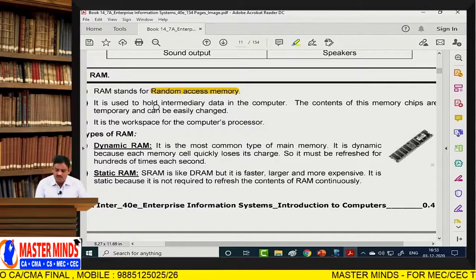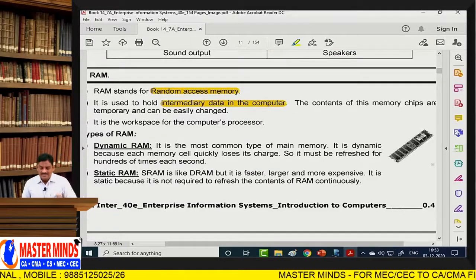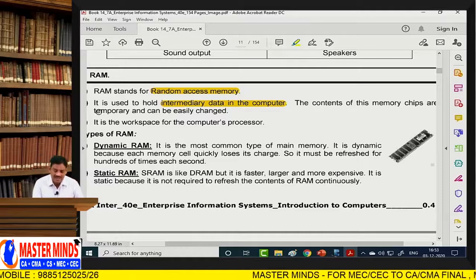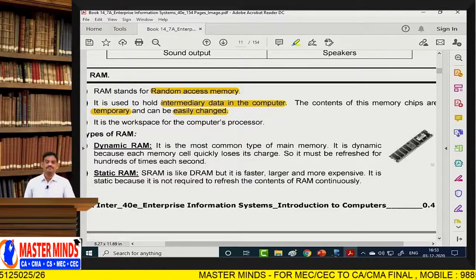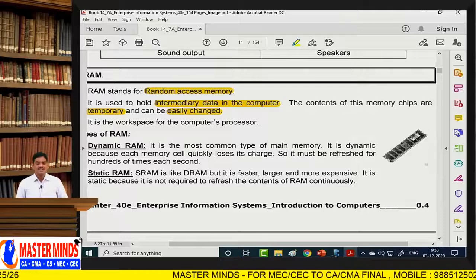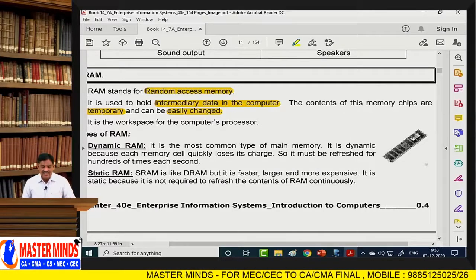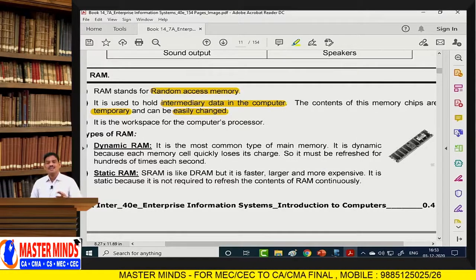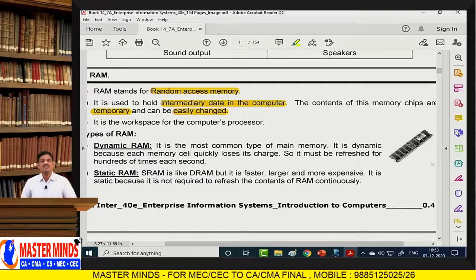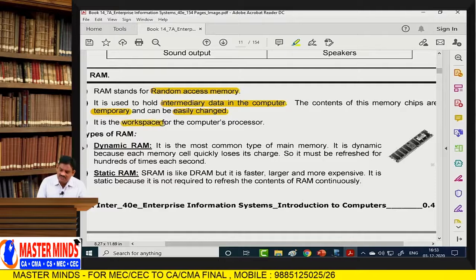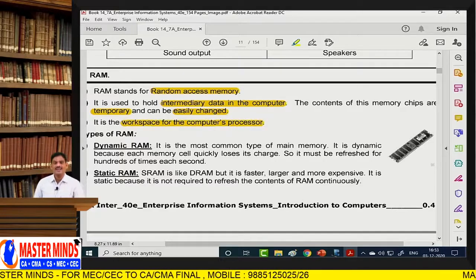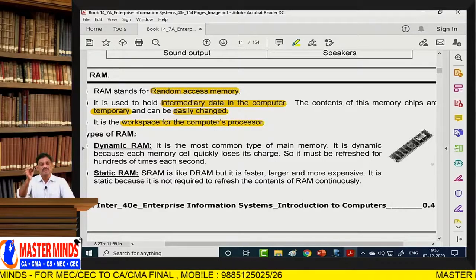It is used to hold intermediate data on the computer. The contents of these memory chips are temporary and can be easily changed. That means once the contents are written, if there is a power failure or a switch off, all the contents are going to be lost. It is the workspace for the computer's processor. What is the computer processor? CPU.